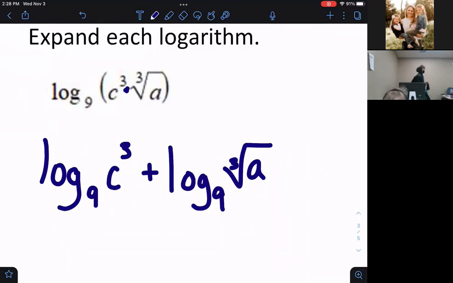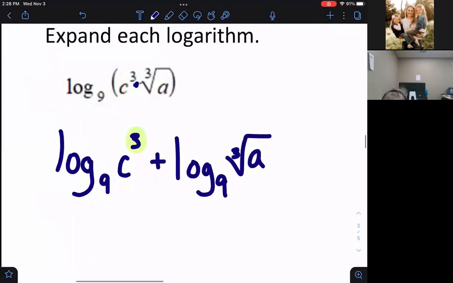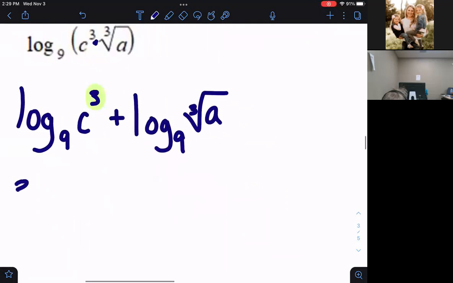So once we do that, we're down to just the power property. We got rid of all the multiplication and the division. So it's fairly easy to see that this 3 is an exponent and it should get brought down out front. So that should become 3 log base 9 of c.